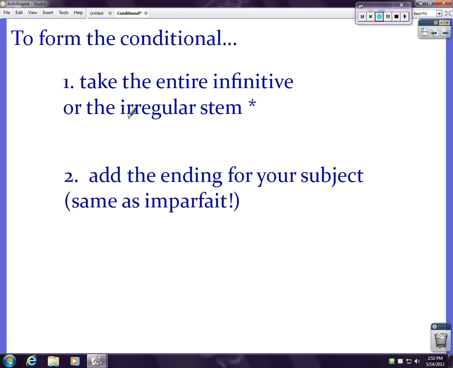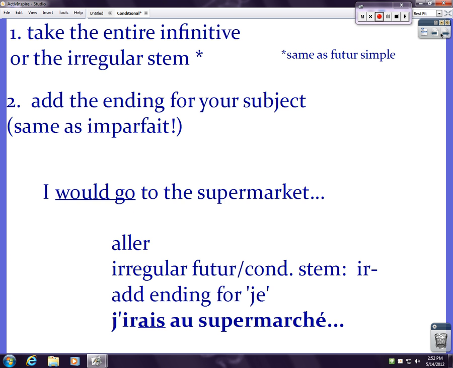Or if it's an irregular verb, you take the irregular stem that's just like the irregular stems for the future tense. So you take that stem or you take the entire infinitive and then you add the ending for whatever your subject is, je, tu, il, elle, nous, vous, or ils, elles plural. And the handy thing about these endings is that you already know them because they are exactly the same as the endings for the imparfait. So if you remember, they are ais, ais, ait, ions, iez, aient.